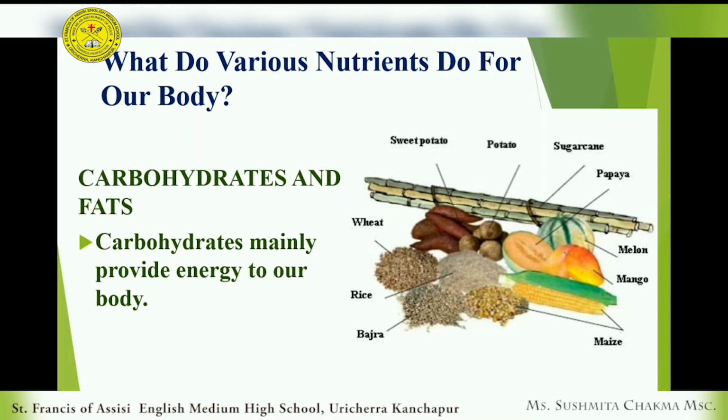Carbohydrates mainly provide energy to our body. Some examples, as you can see in the picture, are sweet potato, sugarcane, papaya, melon, mango, maize, bajra, rice and wheat. These are all carbohydrate containing foods. One more example is rice. Rice has more carbohydrates than other nutrients, so rice is also known as a carbohydrate rich source of food.